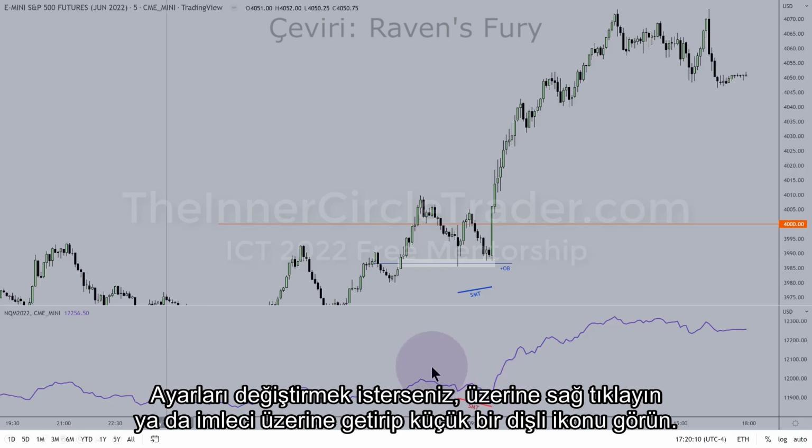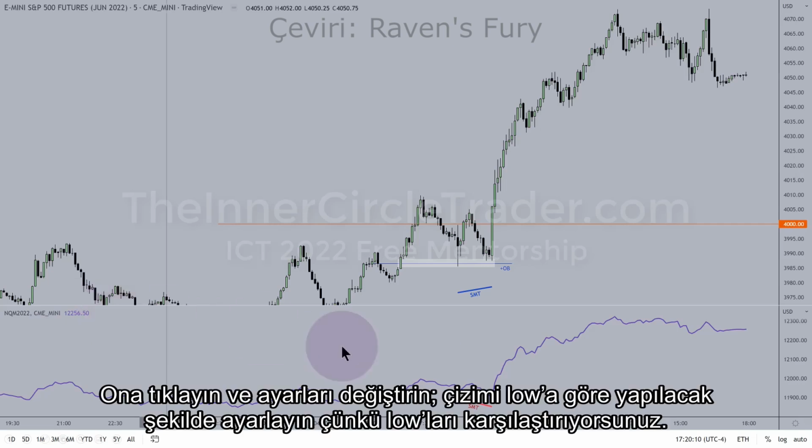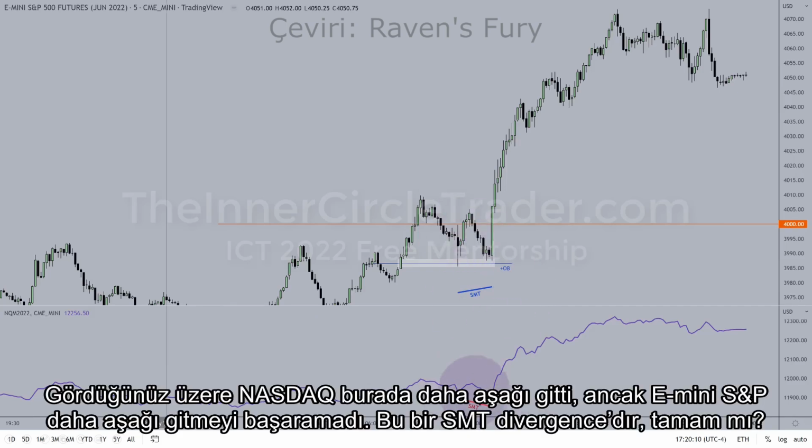You want to change that in the settings by right-clicking over here or highlighting over top of it, and it'll give you a little gear. Click on that and change the setting to plotting on the low, because you're comparing lows. As you can see, the NASDAQ went lower here, whereas even the S&P failed to go lower. That's an SMT divergence, okay?